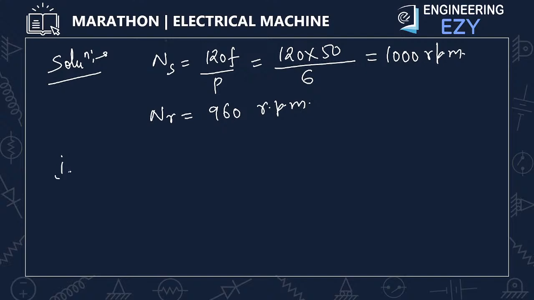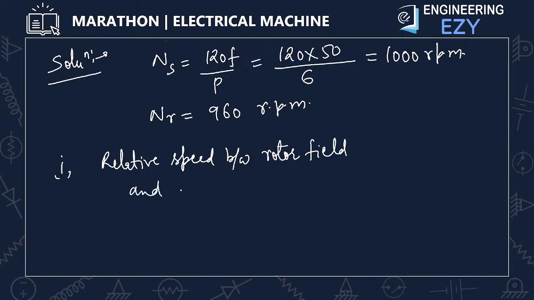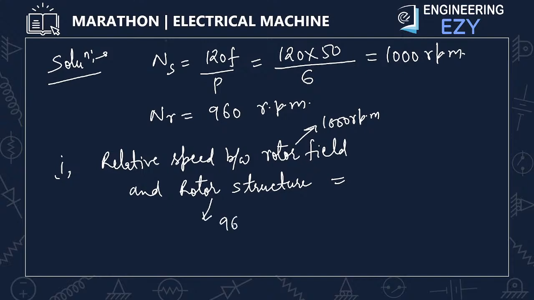So, the relative speed between the rotor field and the rotor structure. Rotor structure means the rotor, mechanically. So how much is the speed of the rotor field? Rotor field speed is 1000 rpm, that is the synchronous speed. And what is the rotor structure speed? The rotor is running at 960 rpm.